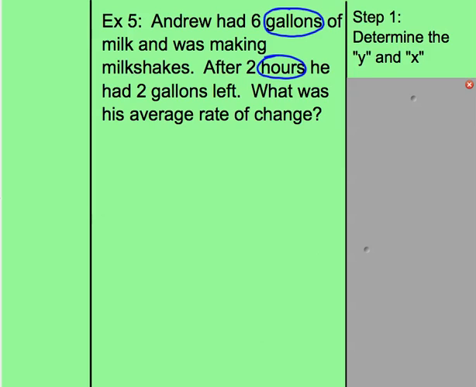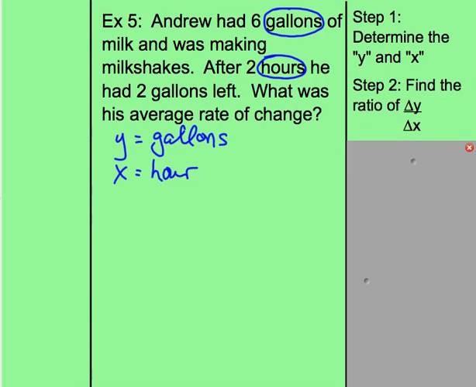All right, so does it make sense to talk about how long it took him to use a gallon or how many gallons per hour? So which one's y, which one's x? Well, when we label our answer, we're probably going to be labeling gallons per hour, not hours per gallon.